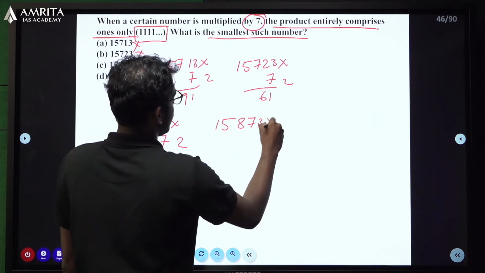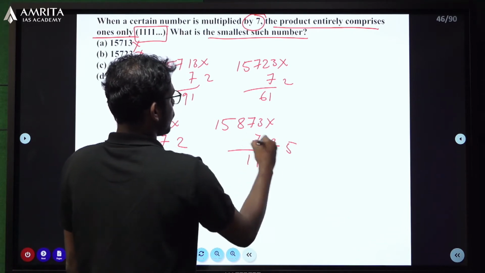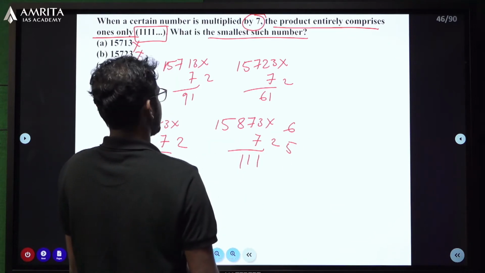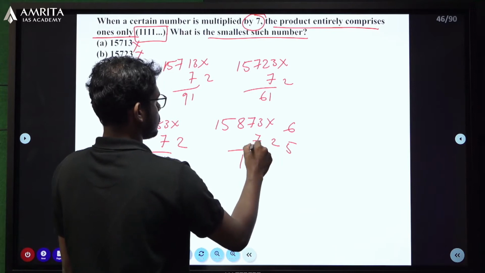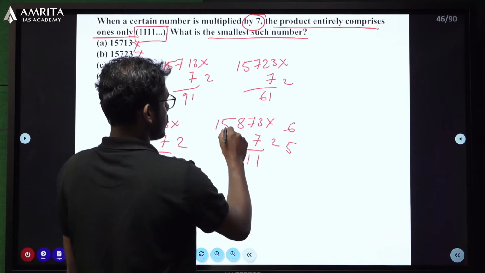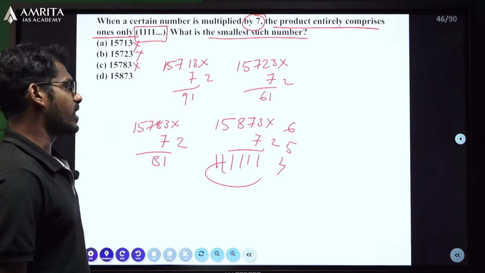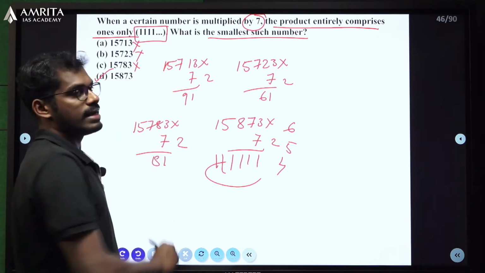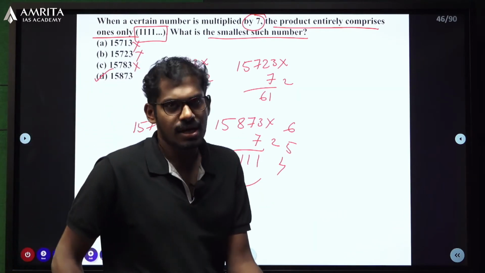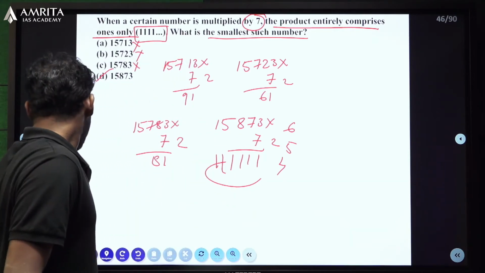1 5 8 7 3 into 7: 7 3s are 21, 1 carry 2, 49, 2 is 51, 1 carry 5, 56, 61, 1 carry 6. Seven 5s are 35, 1 carry 4. So the answer will be 1 5 8 7 3. So option D is the correct answer. Clear? So the result contains only ones, 1 1 1 1 1 1 1, which is the product of 1 5 8 7 3 and 7. Clear? Moving to the next question.